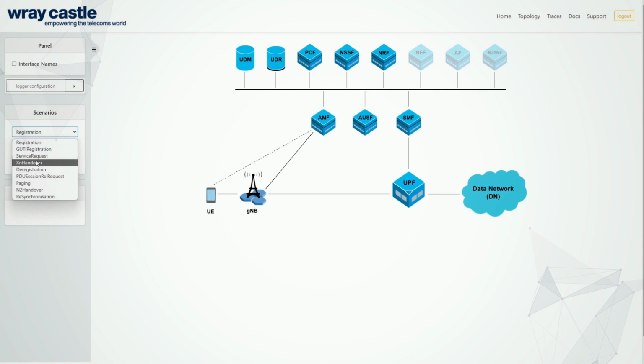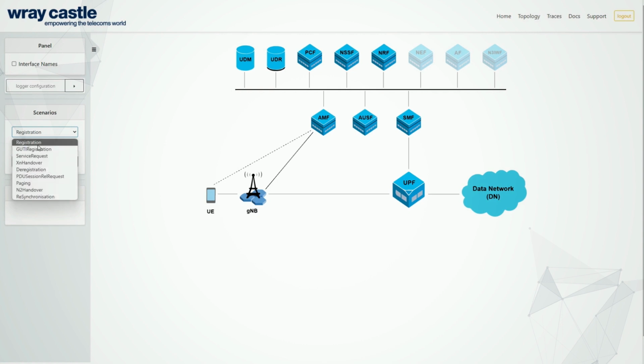Let's take a closer look at some of the procedures you can simulate within the panel. Registration, for example, allows you to observe the process of a user device connecting to the 5G network and establishing its identity. Through this simulation, you'll gain a comprehensive understanding of the registration flow and the exchange of signaling messages involved.